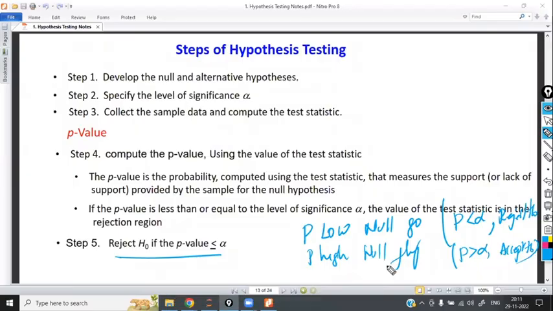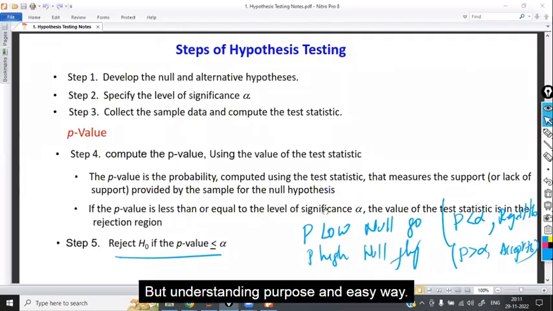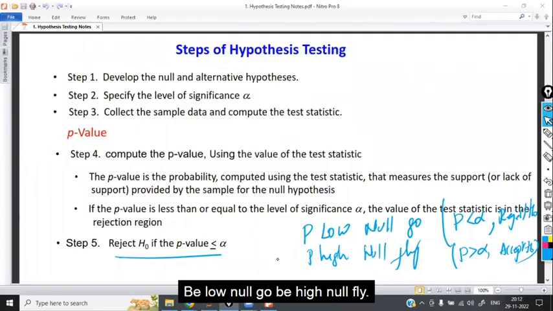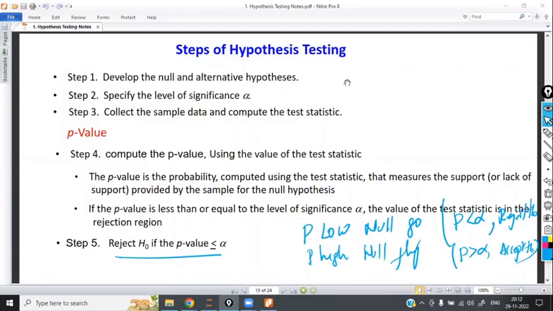Don't say this in the interview room. Okay. It is for understanding and an easy way. P low null go, P high null fly. Clear? Done?